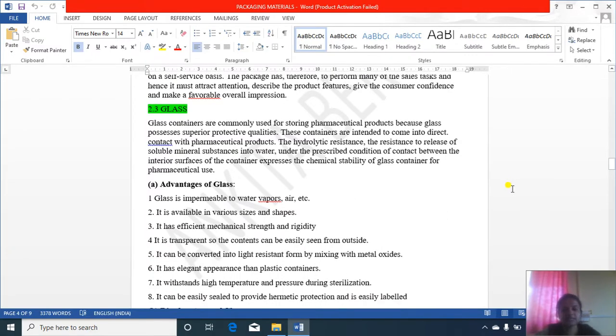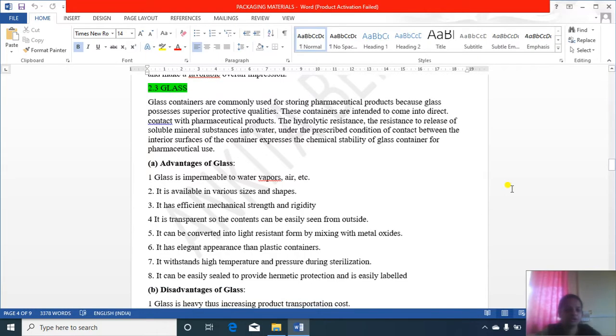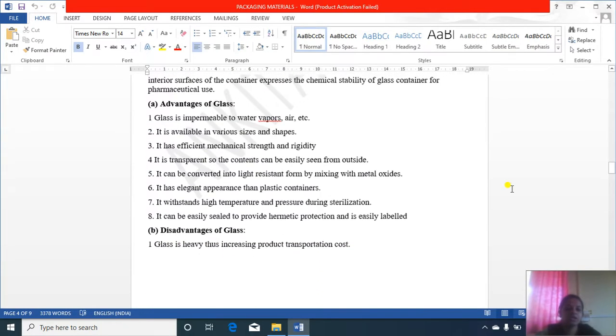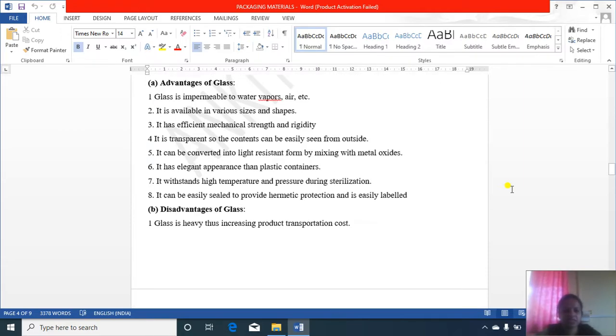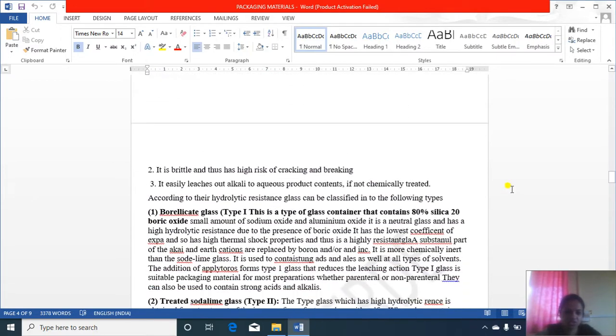These glass containers are commonly used to store the products, because glass possesses superior qualities over the other materials. These containers come into direct contact with the product. Advantages of glass: it is impermeable to water vapor, and glasses are available in various sizes and shapes. Disadvantages of glass are also there.